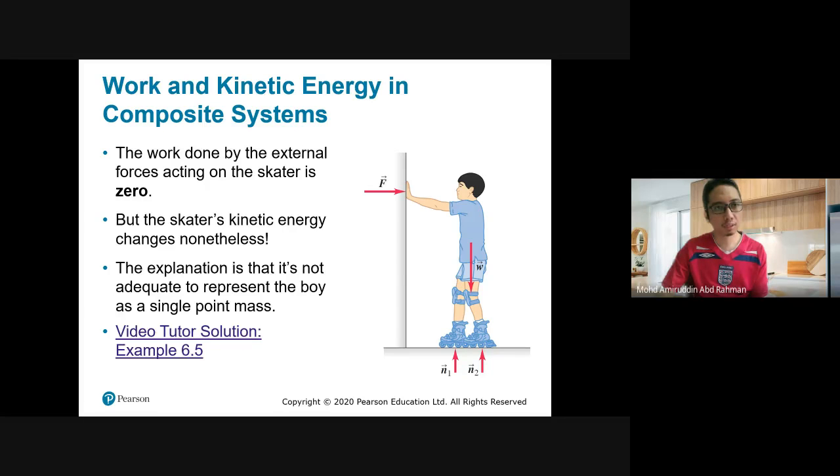All right. So let's say we have work and kinetic energy in a composite system. The work done by the external force acting on the skater is 0. For example, we have the skater there. But the kinetic energy changes nonetheless. Why? Because this explanation is not adequate to represent the body as a single point mass. Okay, let's see the tutorial video.